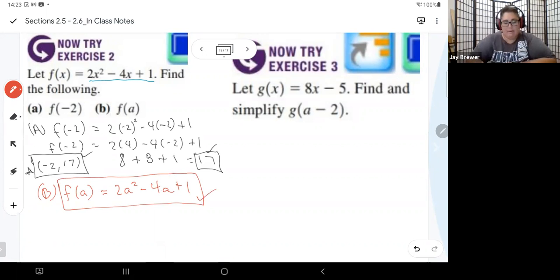Very similar is what we're going to do in the next example. It's saying g of x is equal to 8x minus 5. But then it wants g of a minus 2.